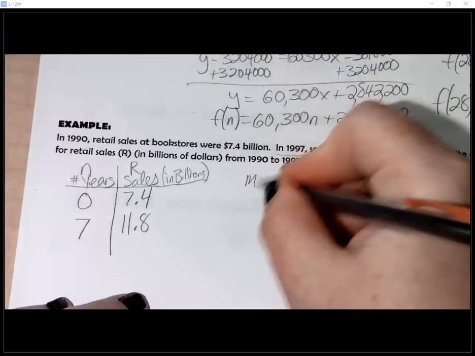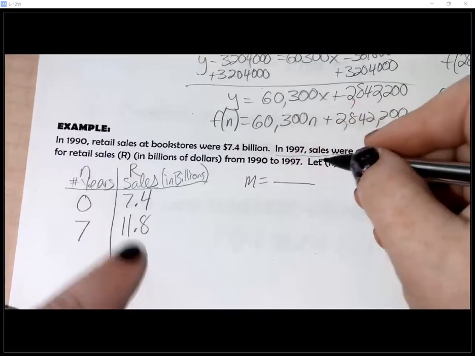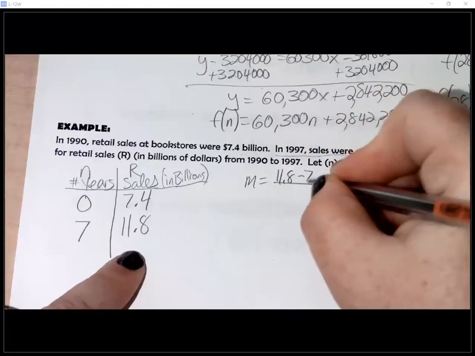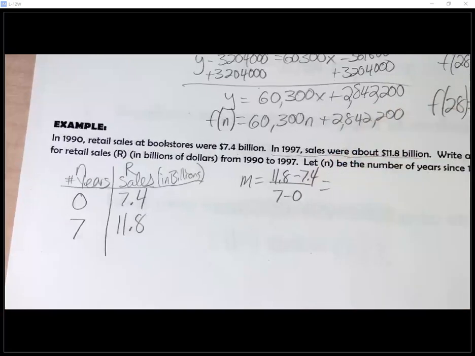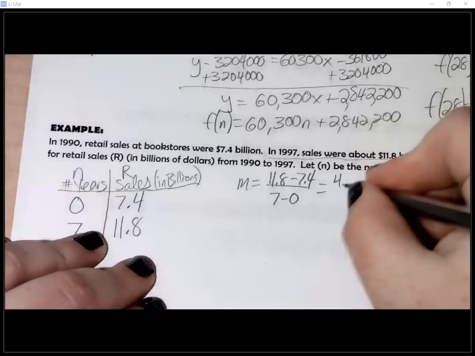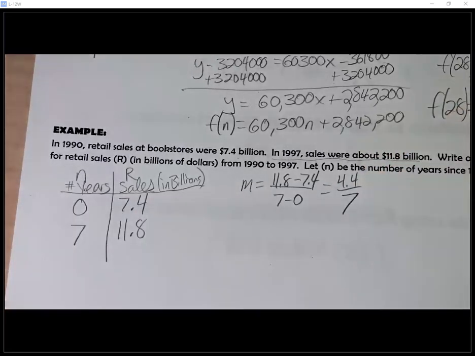Okay, so let's finish this one out. You've got everything you need here. Y2 minus Y1 over X2 minus X1. 11.8 minus 7.4, 4.4 over 7. All right, so there is my slope.